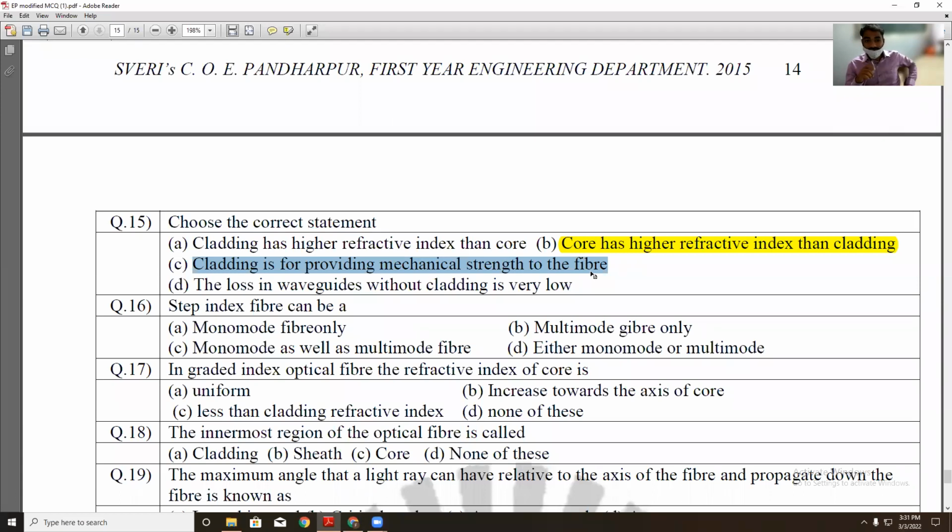Yes, yes. Okay. Step index fiber can be monomode, multimode, monomode as well as multimode. Either monomode or multimode. Option D. Option C. Good. Monomode as well as multimode fiber.